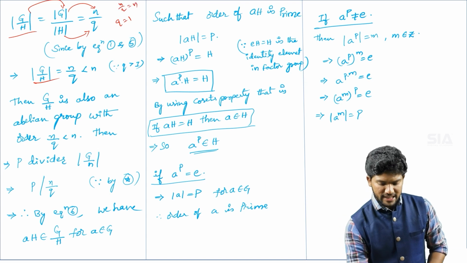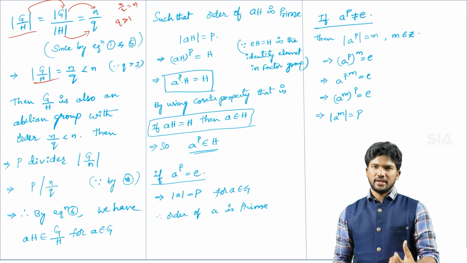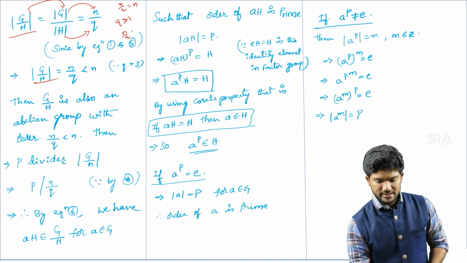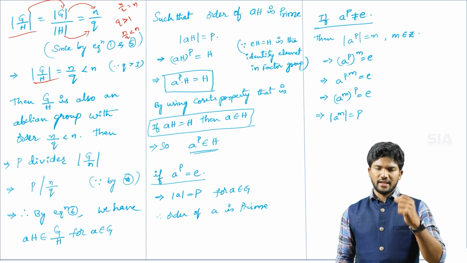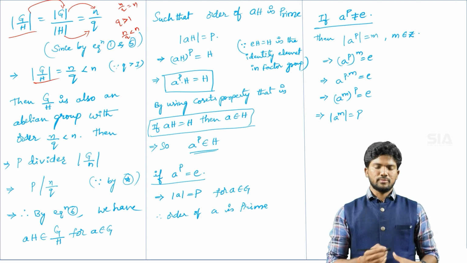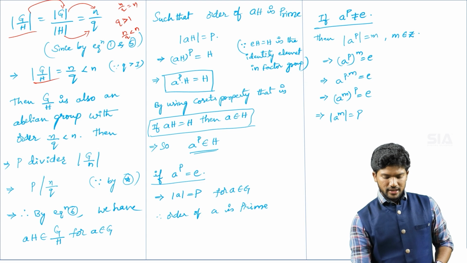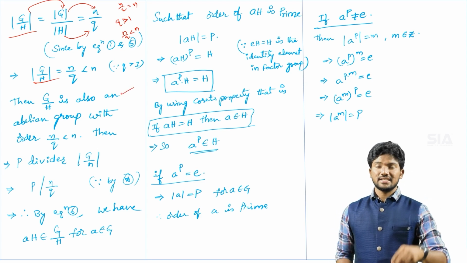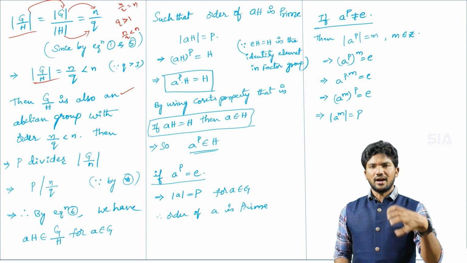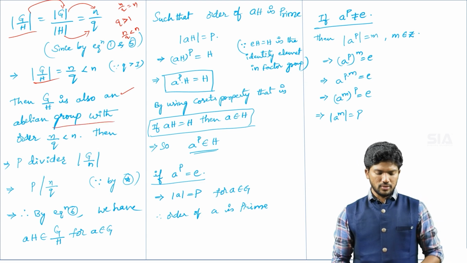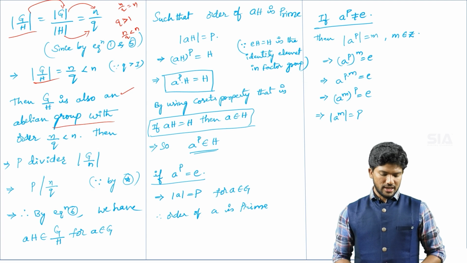But what is the condition here? Here the condition is q greater than 1. Then n by q is always less than n only. When any n is divided by a value greater than 1, its value definitely decreases. So therefore the factor group G by H is also an abelian group. Why? Because it is also finite and its order is less than n. So therefore G by H is also an abelian group with order n by q less than n.